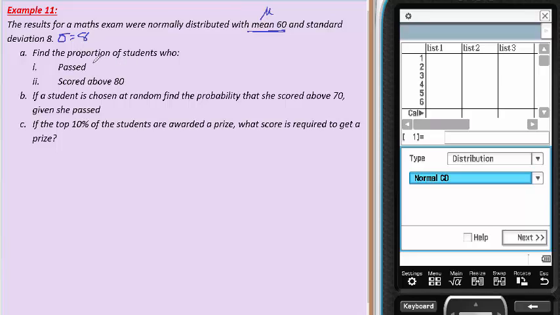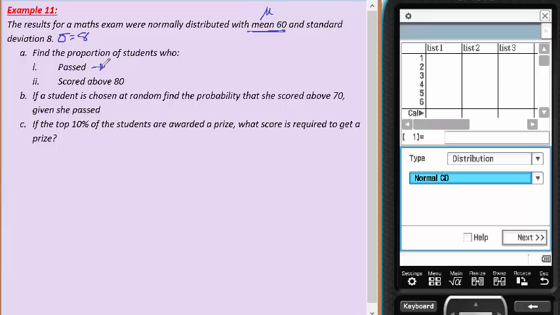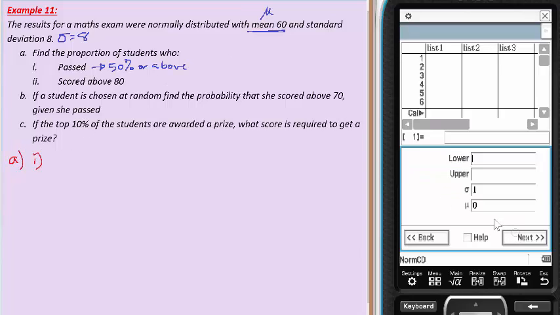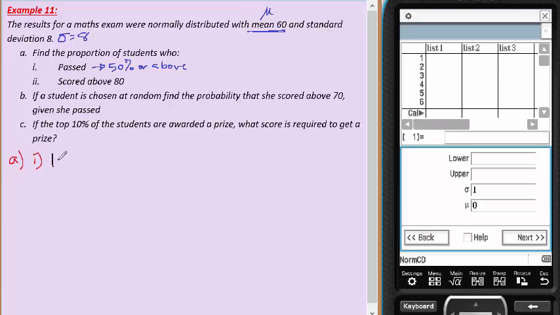Find the proportion of students who passed. For that, I'm going to assume that the mark was 50% or above. Which means that for part A, part 1, I'm going to say that my lower value equals 50, my upper actually equals infinity. And we need to keep that in mind. Not 100, we need to make sure for the normal distribution, if we're ever looking for below or above a value, that we use infinity.